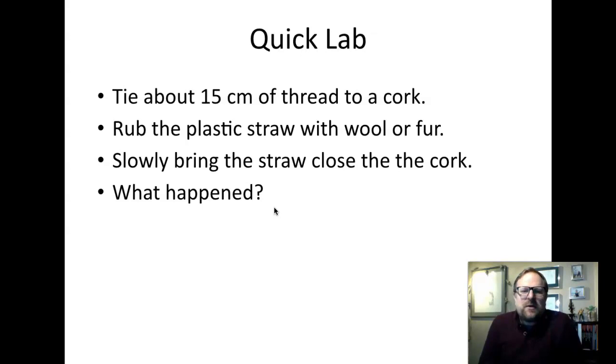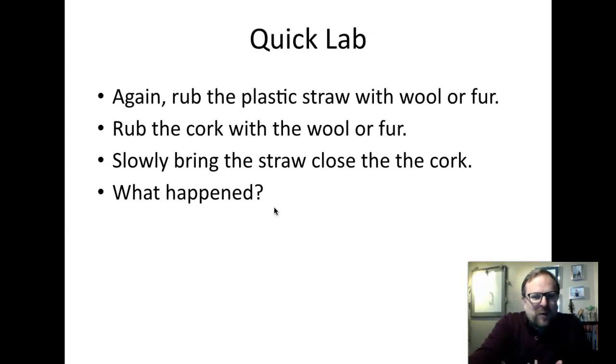Tie about 15 centimeters of thread to a cork, and then rub a plastic straw, if you can find one, with wool or fur. If you can find a wool sweater around your house or something along those lines, or walk up to your pet and rub the plastic straw. Then you've got the cork dangling from a thread and you've got the straw. I want you to bring that straw that you rubbed against the fur close to the cork and tell me what happens. Take a video of it and maybe explain what happened to me if I can't quite see it on the video. You might need help to do that.